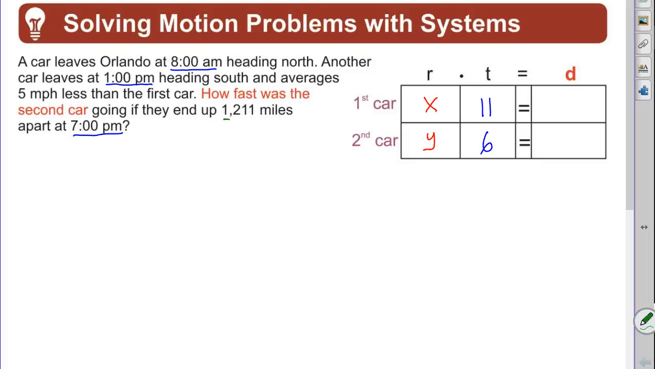Now, how do I get the distance? The only thing about distance in the problem is 1,211 miles, and that's how far apart they are. So that's the car going north plus the car going south. That's not either car, that's both of them together. So how do I get the distance of the first car? I multiply rate times time. The rate of the first car times the time of the first car gives me 11x. I do the same thing for the second car: the rate of the second car, y, times the time of the second car, 6, gives me 6y. Great, I've got my chart done.